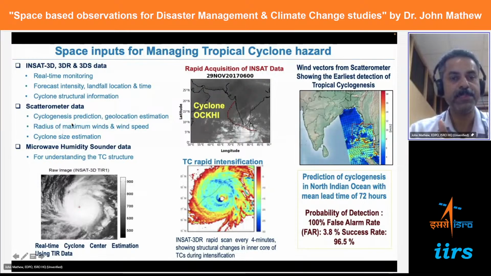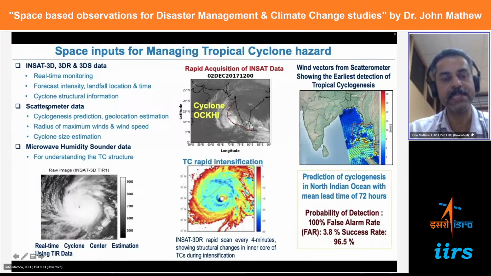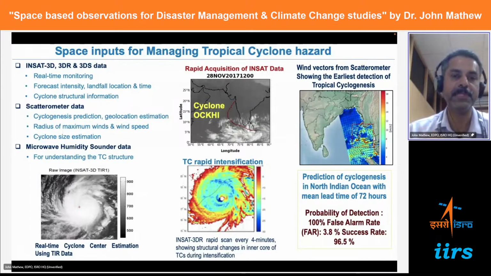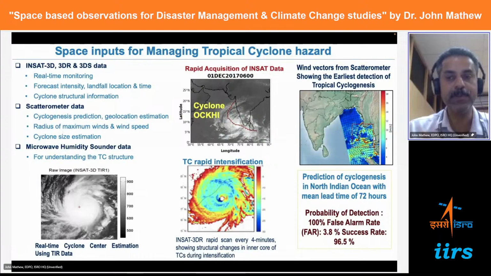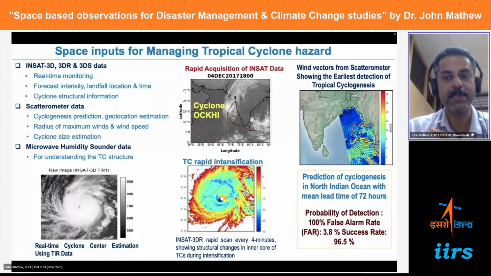The second type of input that goes into this cyclone early warning is a type of data called scatterometer. Basically, this gives the ocean surface wind vectors, both its velocity and direction. And how it is helping, you can see on the right-hand side, these scatterometer-derived wind vectors help cyclogenesis prediction. Before the official declaration of a cyclone, you will be able to know the cyclone is going to form. Second, its geolocation, how that cyclone is moving. That information you also derive from the scatterometer data.